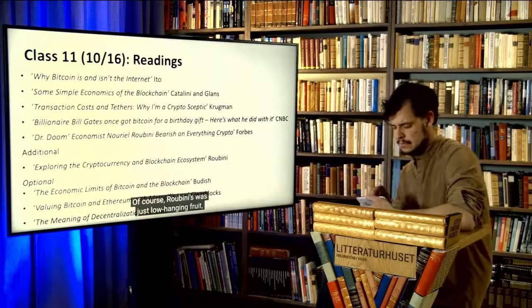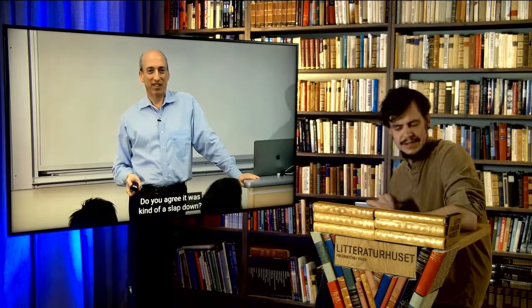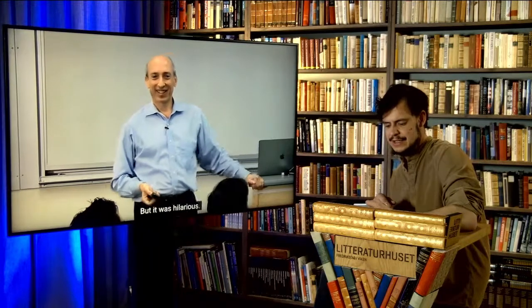And I know somebody said there were too many readings. There were only 5 that were required. Of course, Rubini's was just low-hanging fruit because he gave it last Thursday. How many people read the Rubini piece? It wasn't required, but about a third or a half. Do you agree it was kind of a slapdown? What do you think, Aline? It was hilarious. I loved it. You loved it? I couldn't really finish it, but it was hilarious.